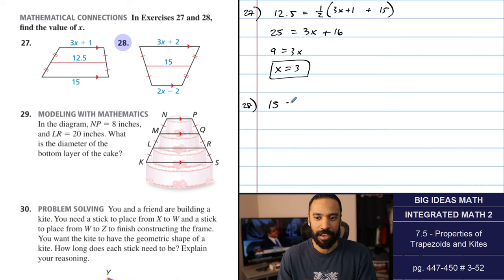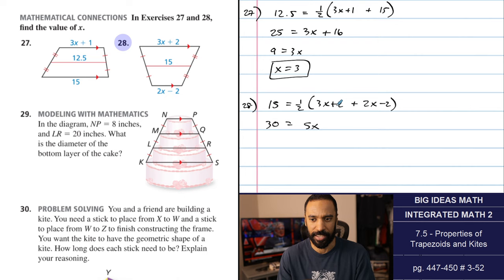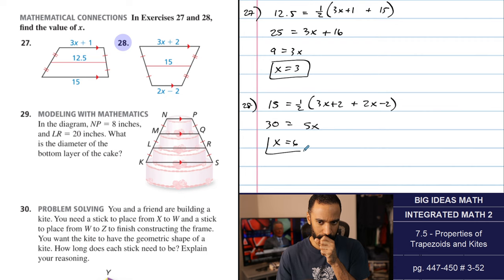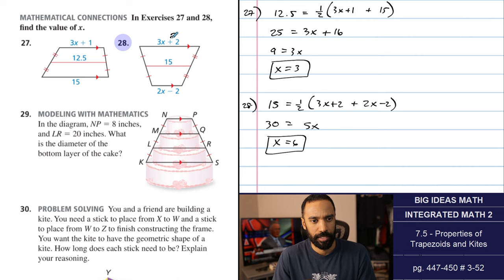15 is the average of 3x plus 2 and 2x minus 2. As I double this, let's combine like terms. 3x plus 2x is 5x. 2 minus 2 is 0. So we're down there. Divide by 5, we get x equals 6. Let's confirm that that works out. 3 times 6 plus 2 is 20. And 2 times 6 minus 2 is 10. The average of 20 and 10 is 15.